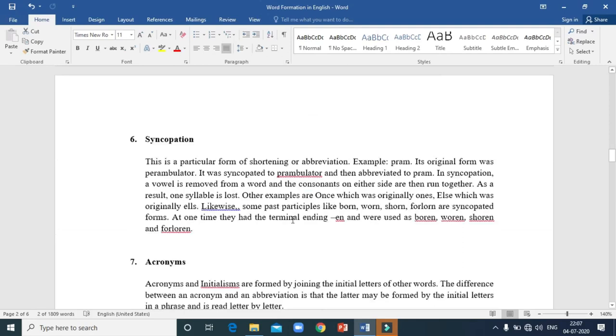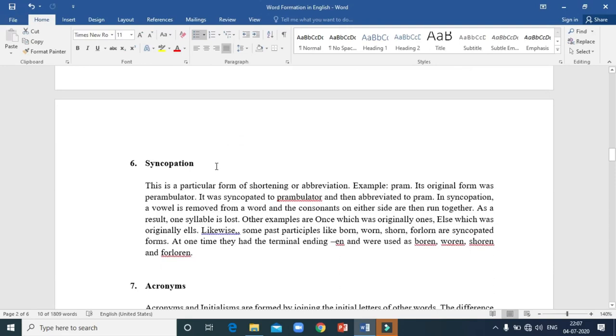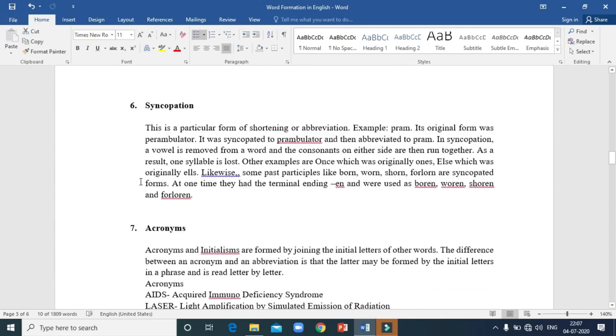Now let's look at the next process. Syncopation. Syncopation we already discussed here. Middle clipping, that was syncopation. But we have to treat it as a different process altogether because it is important. So this is a particular form of shortening or abbreviation. An example is the word pram. You might know pram: it is the vehicle in which we push children along.